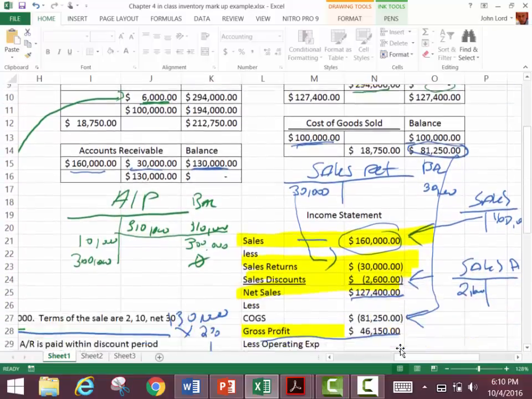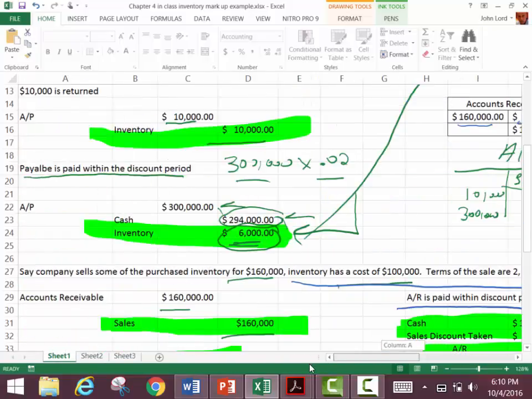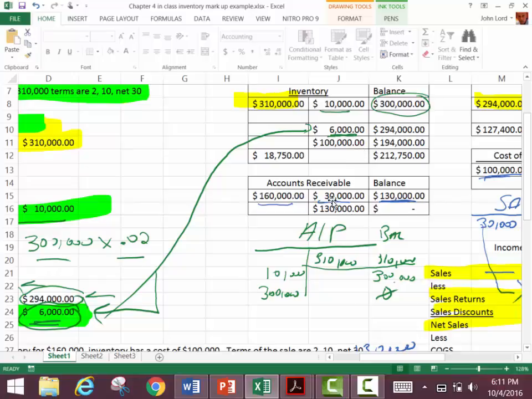Where's the sales returns? Oh, here it is. Thank you. Okay, thanks, guys. So we debit the sales return right there, for $30,000, and we credit, now what did we credit? Come on, John. We credited the accounts receivable. Thank you for that, because we returned the $30,000, right? The guy isn't going to pay us now, so we credit the accounts receivable for that.